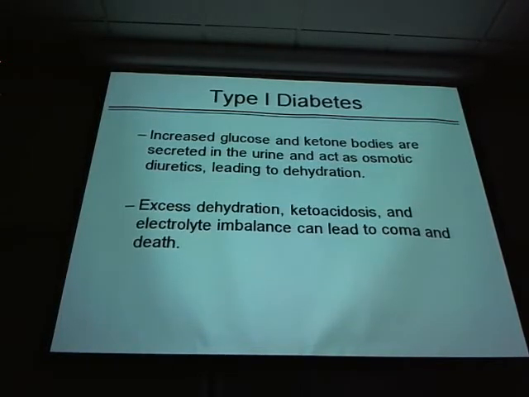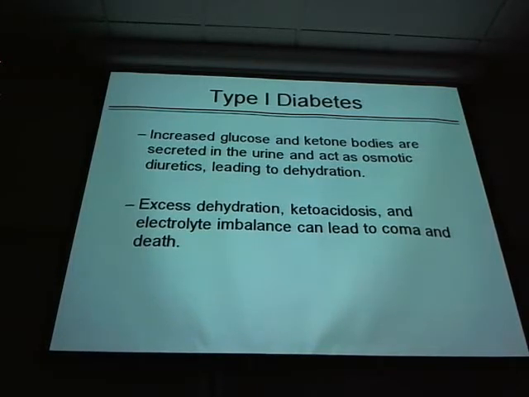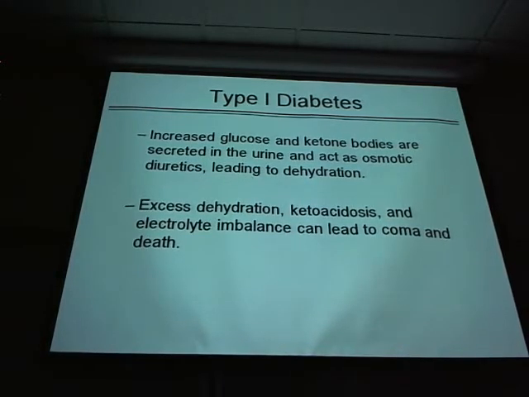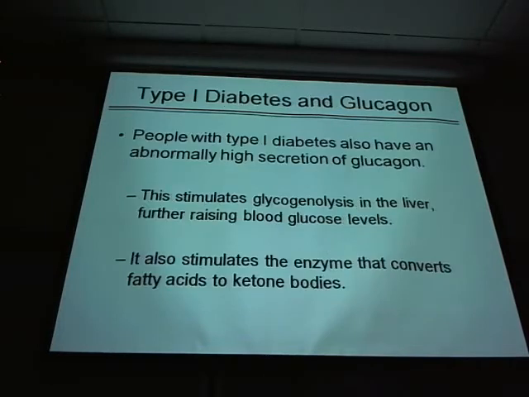Type 1: increased glucose, ketone bodies, excess dehydration. We talked about that. Why? You're concerned about allowing your body to reabsorb the water. Yes, glucose in the proximal tubule destroys the osmotic gradient that pulls the water out. So it stays in the tubule, it's urinated out, you urinate a lot of water, and you dehydrate very quickly. So that's why.